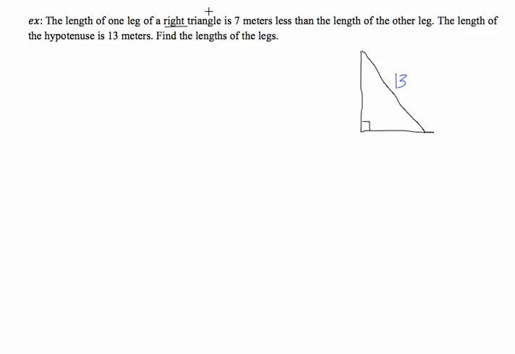The length of one leg is 7 meters less than the length of the other leg. So we need to introduce some variables here so that we can write that. I'm going to just use x, but you can use any variable. So let's let x be the shorter leg length. On my picture, this one looks shorter, so I'm going to put x there. Now if the shorter leg is x, then the other leg is 7 more than that, or x plus 7.